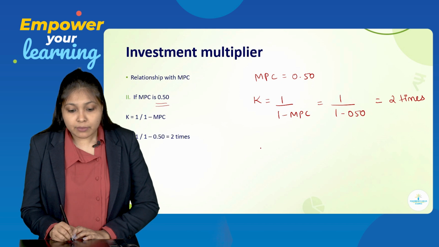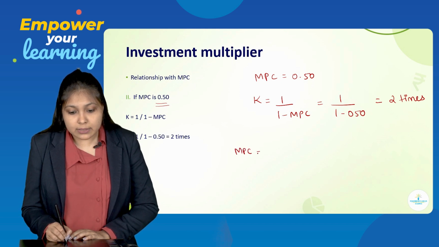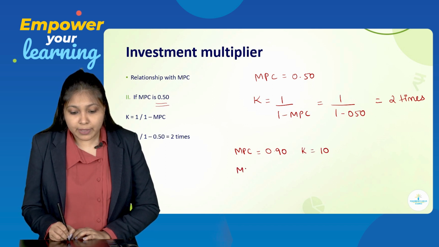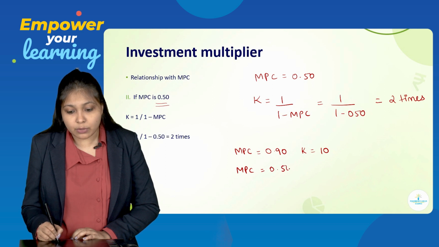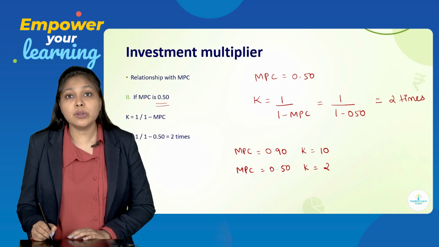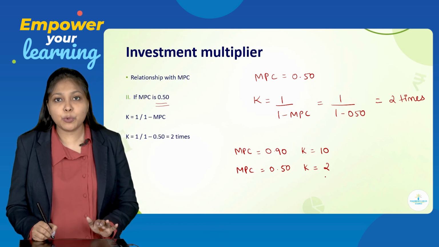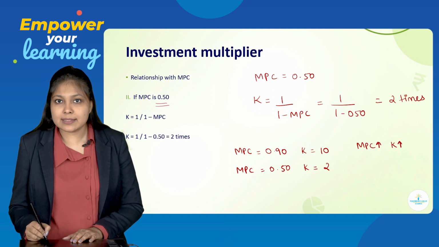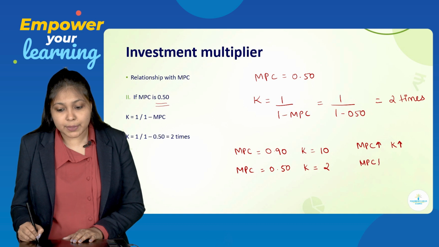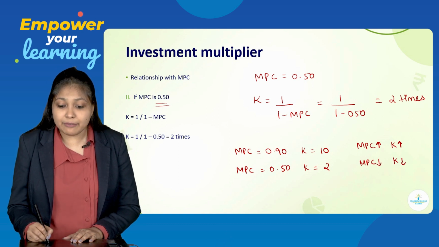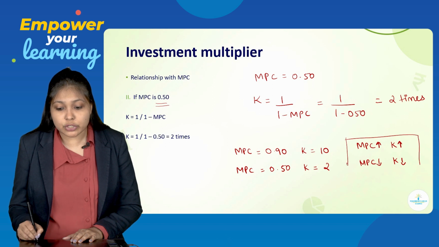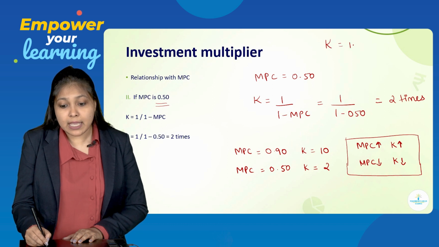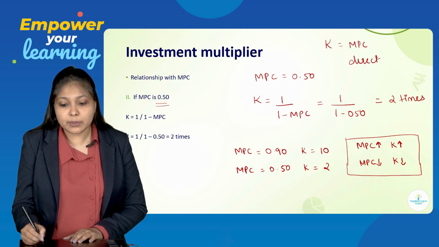So I will just show you. When the value of MPC was 0.90, the value of K was 10. The value of MPC reduced to 0.50, and the value of K also reduced to 2. So here we have very easily proven that with an increase in the value of MPC, K also increases, and with a decrease in the value of MPC, K also decreases. We have very nicely proved the relationship of K and MPC. So I can say that K and MPC have a direct relationship between them.